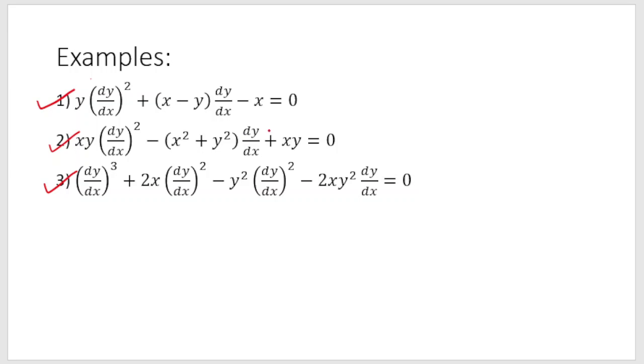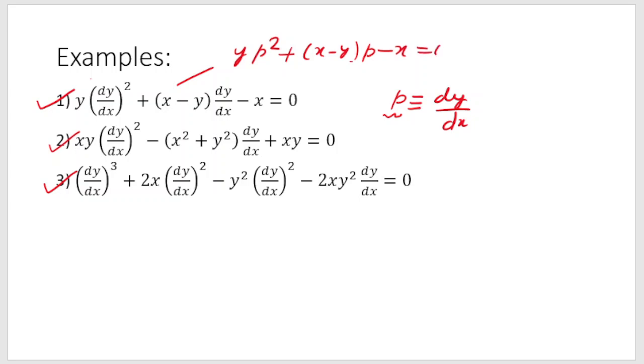So the solution is very simple. The process of solution is very simple. In the first step we replace this dy by dx by the notation p. Most of the time you will notice that in the original problem itself they will be writing the problem in terms of p. If it is written in terms of p, we should be clear from the context that here p stands for dy by dx. Otherwise we replace dy by dx by p. So once we write it in terms of p, for example, if you look at this equation, it will become yp square plus x minus y into p minus x is equal to 0.